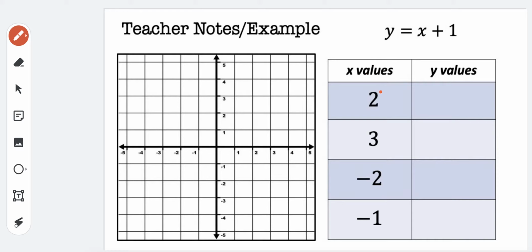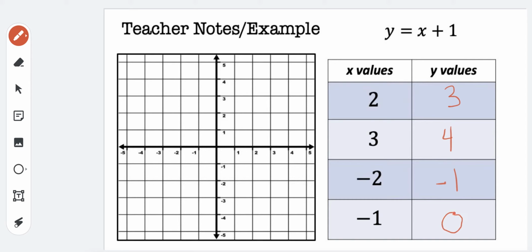So when we plug a 2 in for the x, 2 plus 1 is 3. So when x is 2, y is 3. Next one, when x is 3, well, 3 plus 1 is going to result in y being 4. Next, when x is negative 2, negative 2 plus positive 1 is negative 1. So y is going to be negative 1. And then finally, when x is negative 1, negative 1 plus 1 is 0.